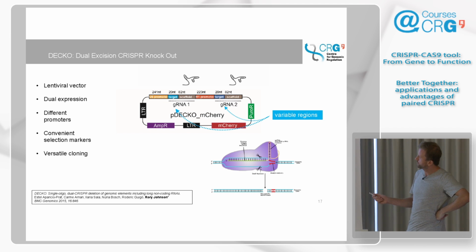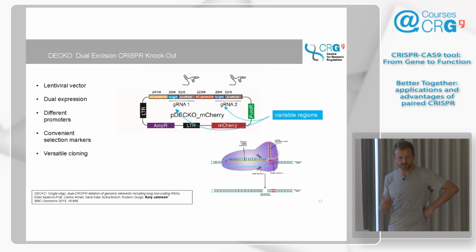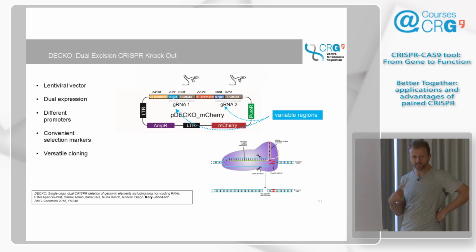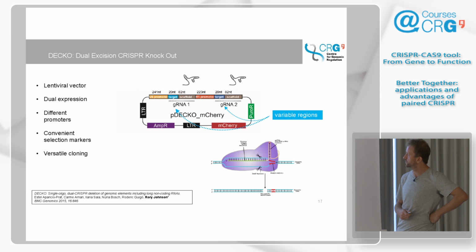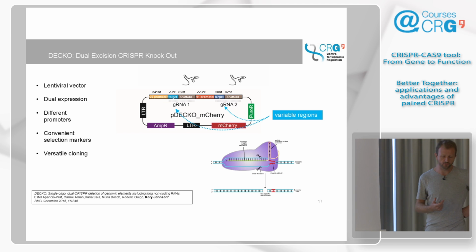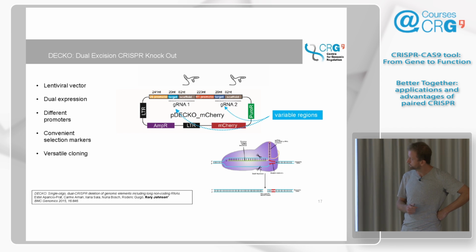Some other important features: it's quite versatile because it's a lentiviral vector, so you can either transfect it or you can make a virus and deliver it by infection of your cells. You've got nice selection markers, you've got different promoters, which is quite important, I think. And as I'll show you, the cloning method for preparing your vectors is quite useful and convenient.